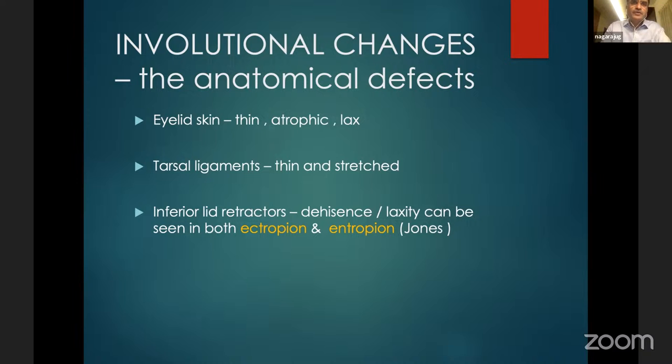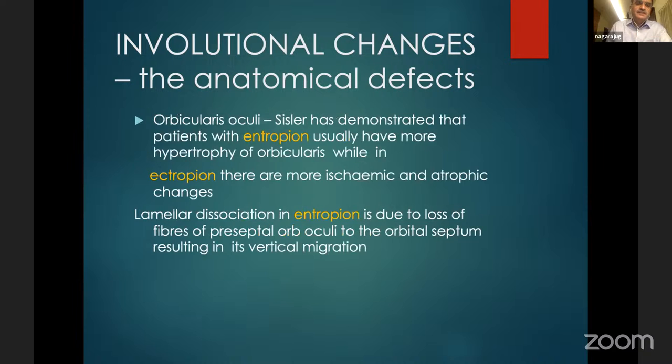And this can be seen in both ectropion and entropion. This you should understand, because even the Jones procedure, which we do for an entropion, is advised even in a case of ectropion. So the laxity of the skin, the stretching and thinning of the tarsal plate and the ligaments, and the weakness, dehiscence and lack of elasticity of the inferior retractors, all these constitute aging changes in the lid. And it has been demonstrated by Sisler that there are some peculiar changes which can occur in entropion and in ectropion.